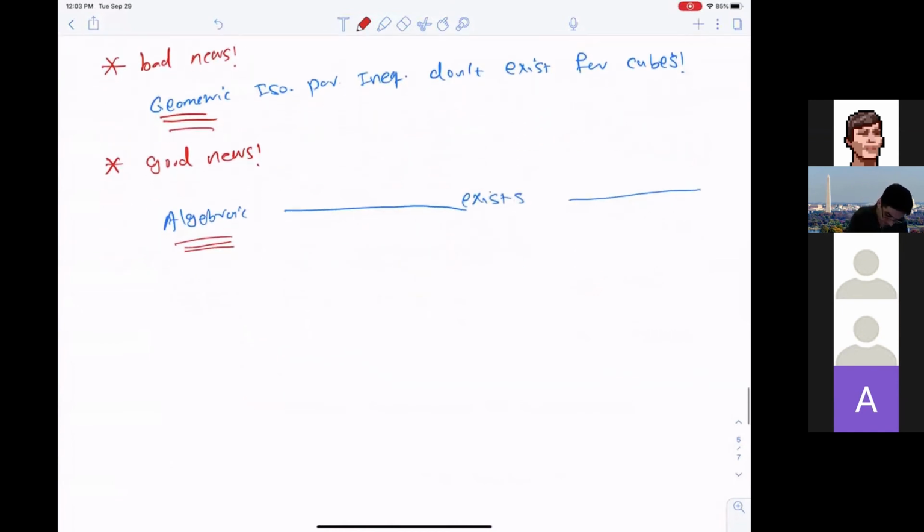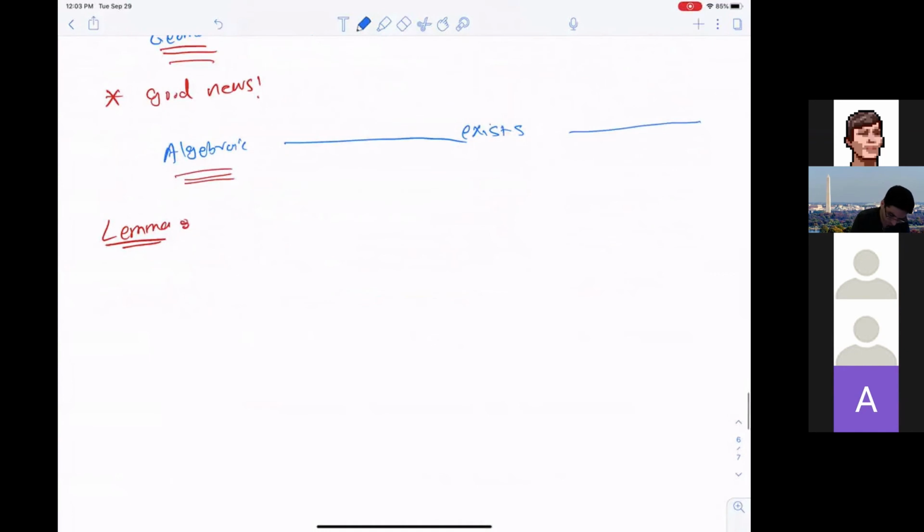So let me show one such algebraic isoperimetric inequality. There are many more complicated forms. I'm going to state perhaps the simplest one, just to make you familiar with these inequalities. Let's say I have a measurable subset in a d-dimensional cube. And again, we are assuming the volume of this subset is at least half. It covers basically half of the cube.